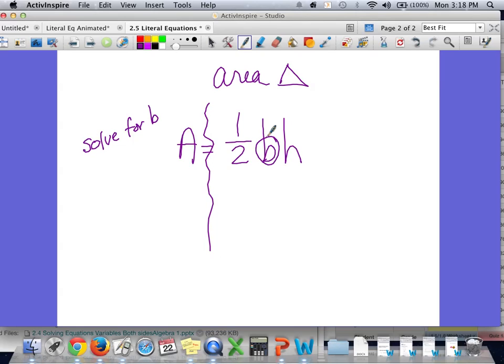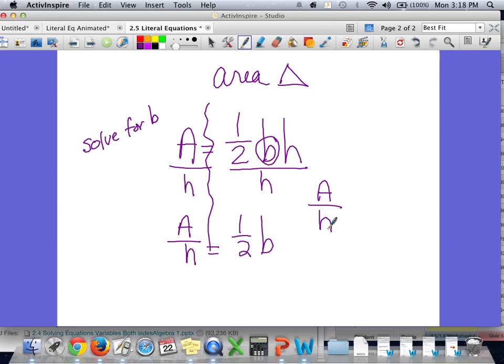Alright, so let's move the H first because all of this is multiplication, but the H is easiest. I'm going to divide by H and divide by H. So now I simply have A divided by H is equal to 1/2 B. Okay? Now, we have this situation where we have a 1/2 B. We could also have written this like this. Area divided by H is equal to B divided by 2. That is the same thing as 1/2.